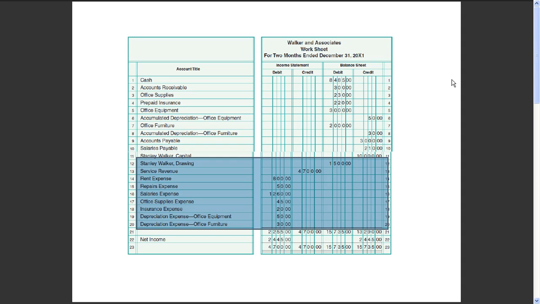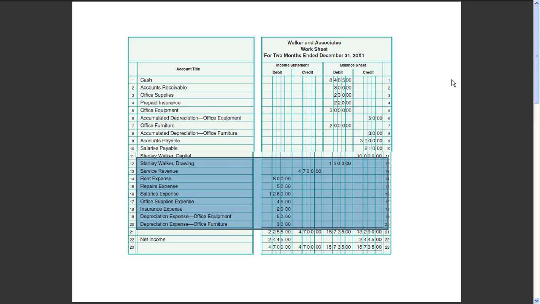Chapter 5 covers a topic that's often difficult for many students to understand, and that's the topic of closing entries. So in this video, we're going to take some time looking at why we do closing entries and how we do them. So in front of us, we have a worksheet. We could also have a trial balance in front of us to use for this.